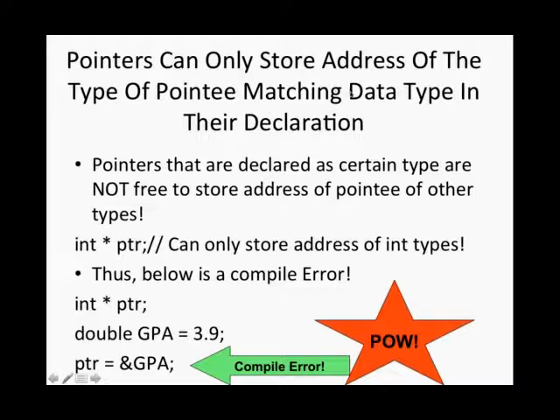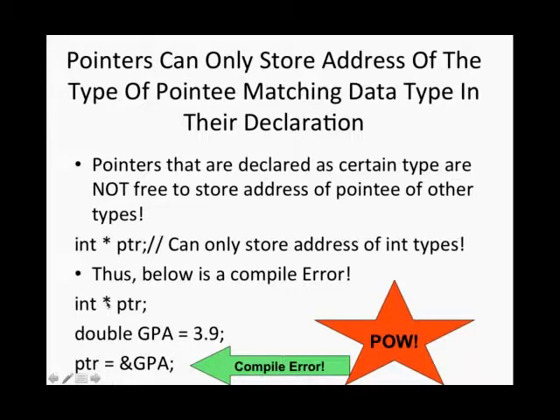Okay, a pointer can only store the address of a pointee matching the data type in its declaration. Pointers that are declared as a certain type are not free to store the address of pointees of other types. There's only one pointer that can do that, the void pointer. We won't talk about that right now. If I declare int *ptr, it can only store the address of int types. So below is a compile error.